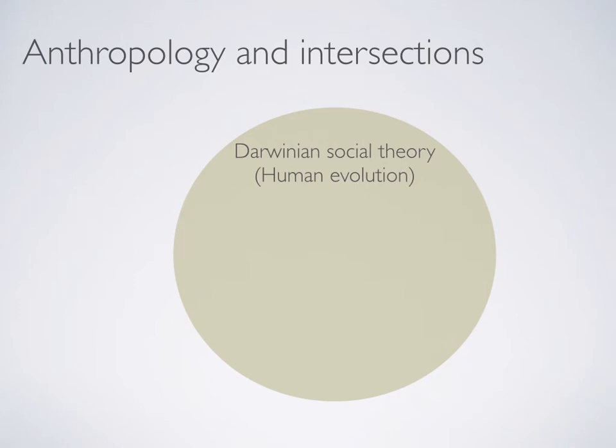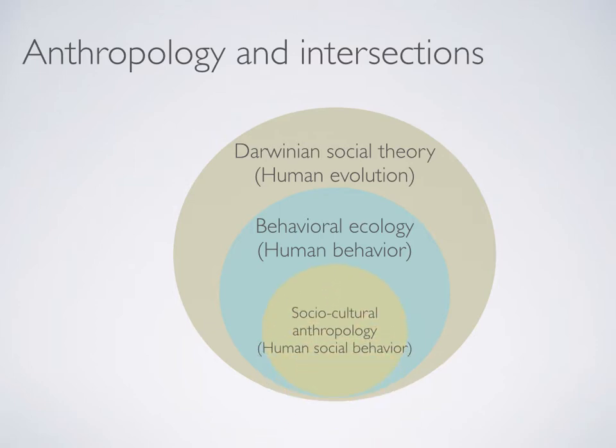We're studying human evolution, and we're going to be looking at evolution of human behavior using Darwinian social theory. We're most particularly interested in human behavior, and we'll use behavioral ecology to understand this. And finally, we want to understand human social behavior, so we'll be using theories and information from sociocultural anthropology.